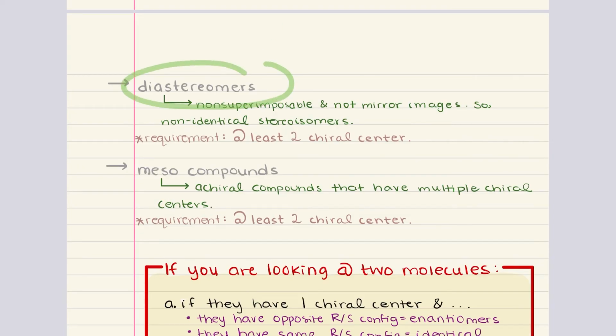Diastereomers are stereoisomers that are non-superimposable, and they're not mirror images of each other. To form diastereomers, a molecule must have at least 2 chiral centers. And unlike enantiomers, diastereomers have different physical and chemical properties, even in achiral environments. That makes them a little bit easier to separate and study in general.